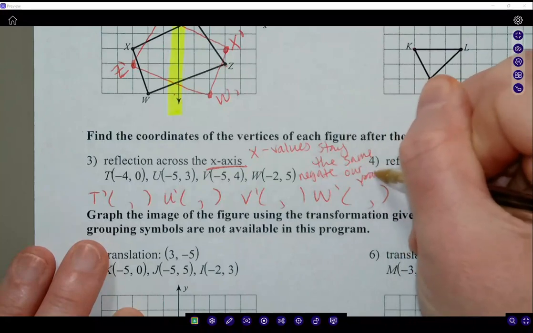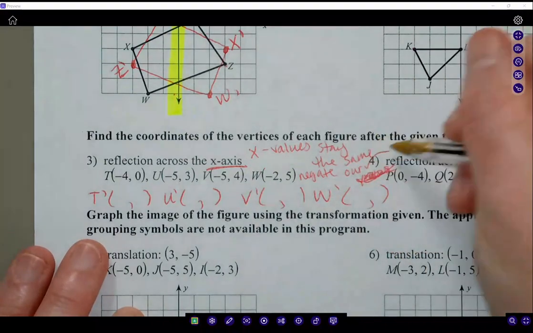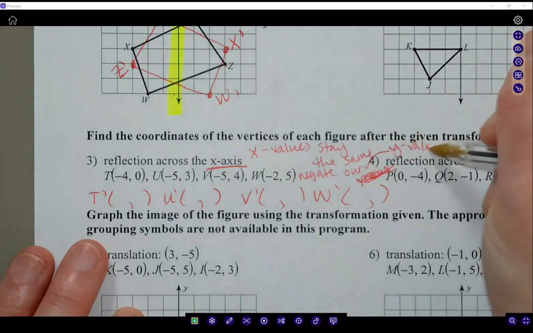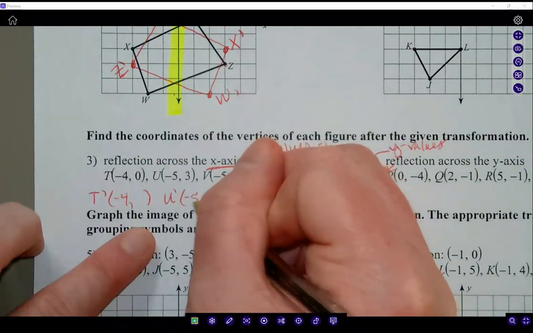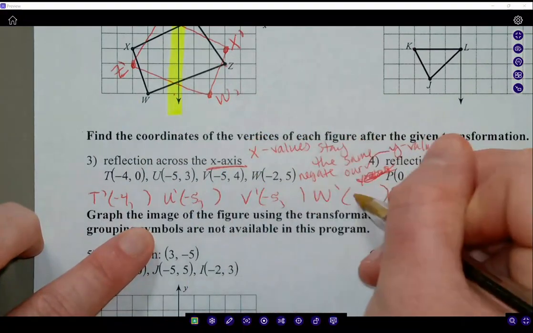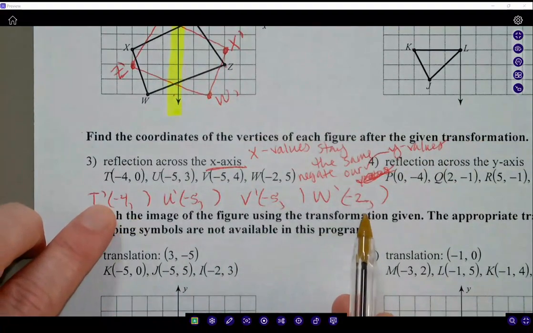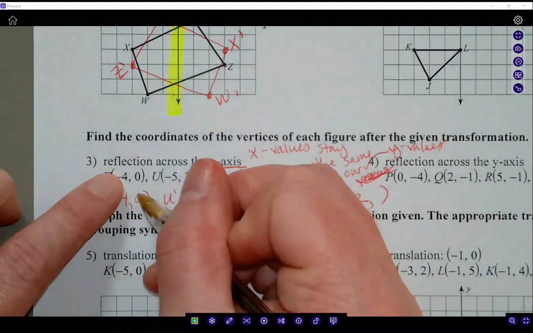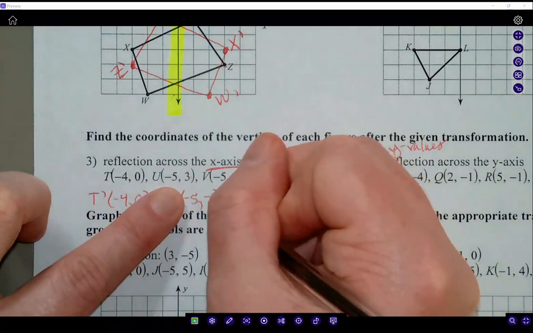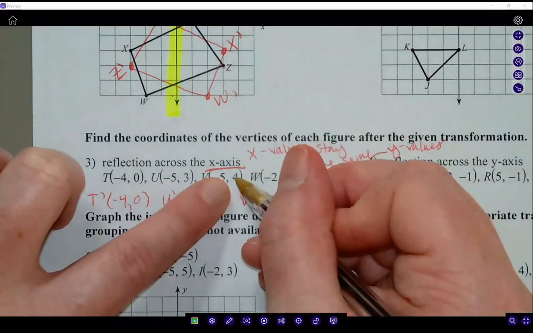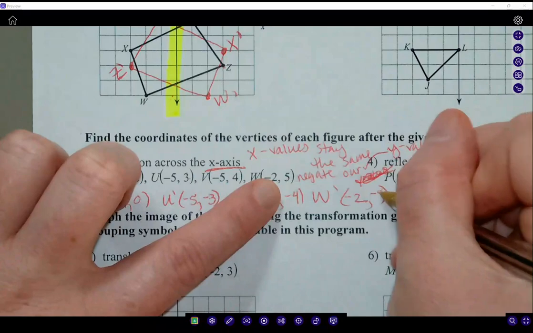Oh my goodness, I don't really have a lot of space. You know, let me go up here, y values. Okay, so my x values, they're all going to be the same. So I went ahead and just copied them down. Now my y values are going to be negated. I've got 0, so 0 is just 0. I have positive 3 here, so positive 3 becomes negative 3. Here I have a positive 4, so that's going to become negative 4. And over here I have a positive 5, so that's going to be negative 5.